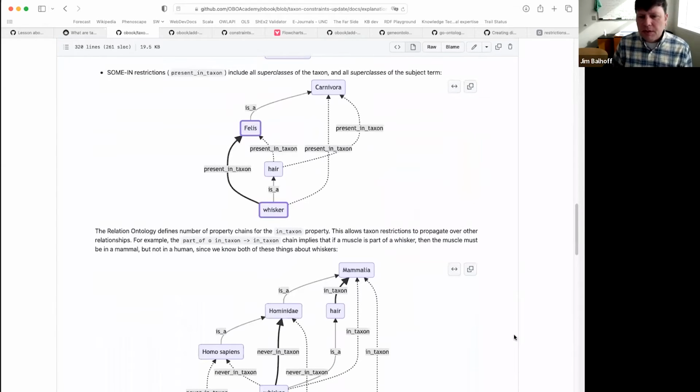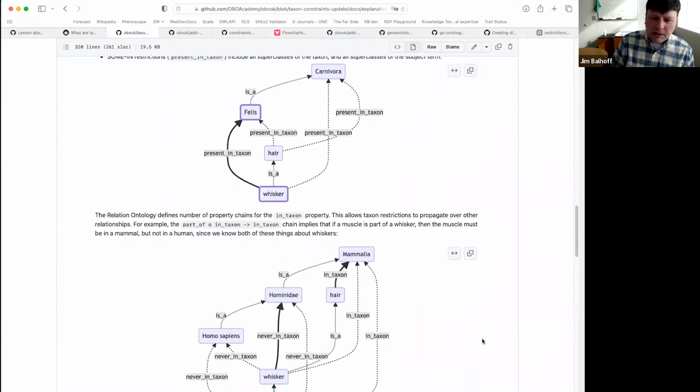over the ontology. And so another way that taxon restrictions get propagated through the ontology is through property chains. In RO, there's a number of property chains defined for in-taxon. And just as one example, it propagates over part of. This is a property chain, which means if something is part of something else and that thing is in some taxon, then the first thing has to be in that taxon. So all the parts of the thing are also in the same taxon.